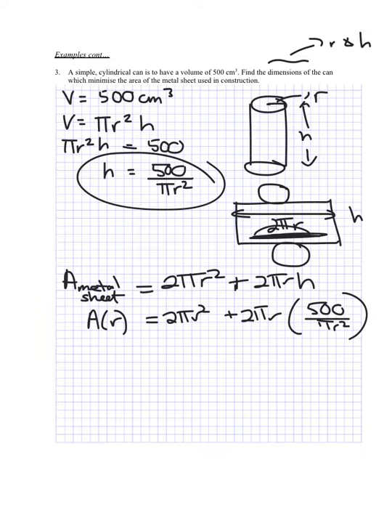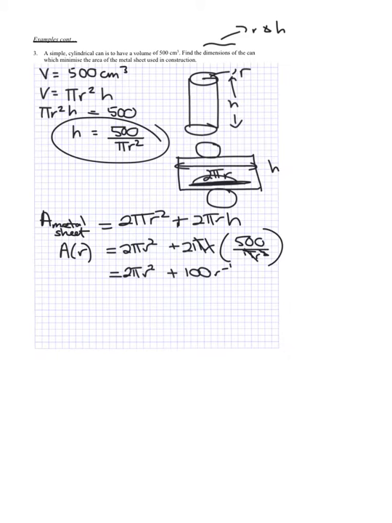Alright, now I can cancel some things here. Be careful with your cancelling that you don't do anything illegal, and I get 2 pi r squared plus 100 r to the negative 1. Now notice I actually haven't done any differentiation yet. Alright, now you should all be yelling and screaming because I haven't done one thing again.